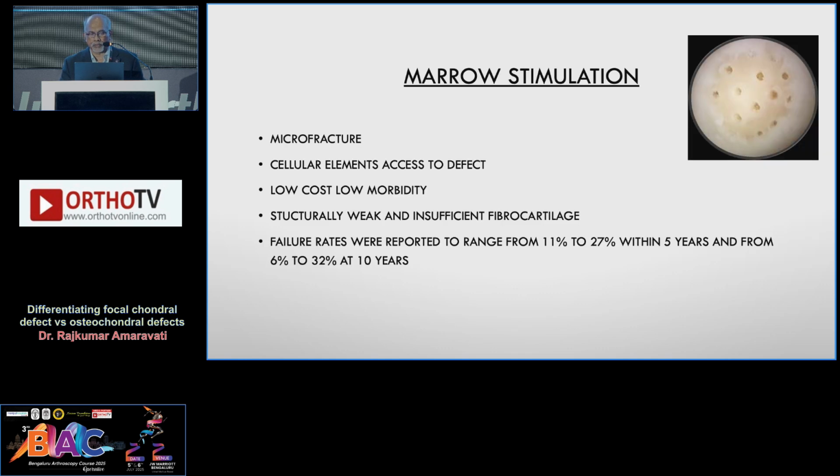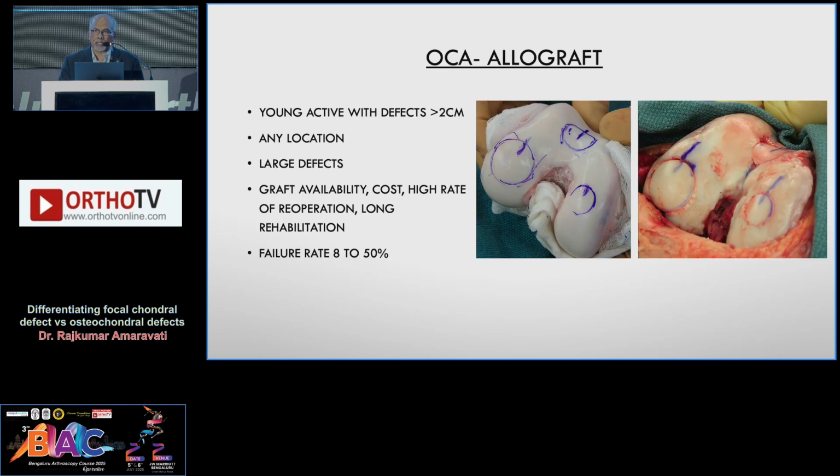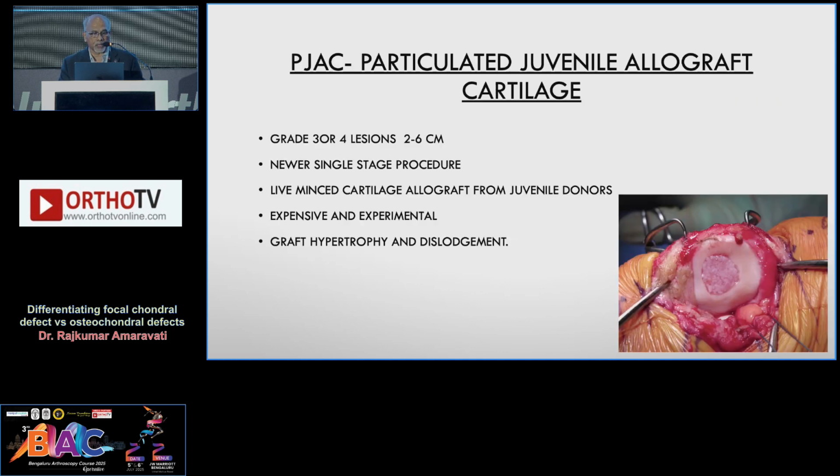Marrow stimulation is a well-known procedure for cartilage problems. Osteochondral transfer is a go-to procedure for massive lesions, and good results are there when you use these kinds of procedures in isolated cases. Allografts are now available in the country. Locally made, locally available products are there, and companies will give you access if you approach them for large defects to be filled by an allograft.